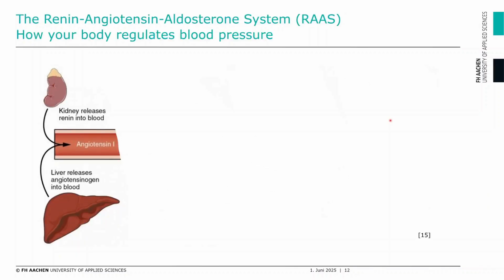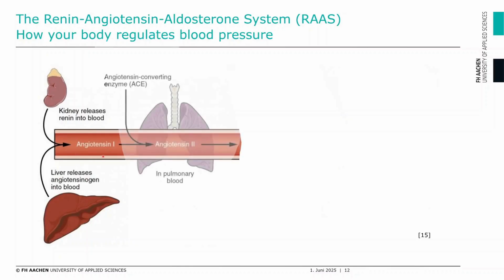This image shows how the body reacts when your blood pressure is too low or when there isn't enough water or salt in your body. It starts with the kidneys, which notice the problem and release a substance called renin into the blood. Renin reacts with a protein from the liver called angiotensinogen to form angiotensin 1. As this moves through the lungs, it is changed by an enzyme called ACE into angiotensin 2, which has two main jobs. It narrows your blood vessels to raise your blood pressure, and it tells the adrenal glands to release a hormone called aldosterone.